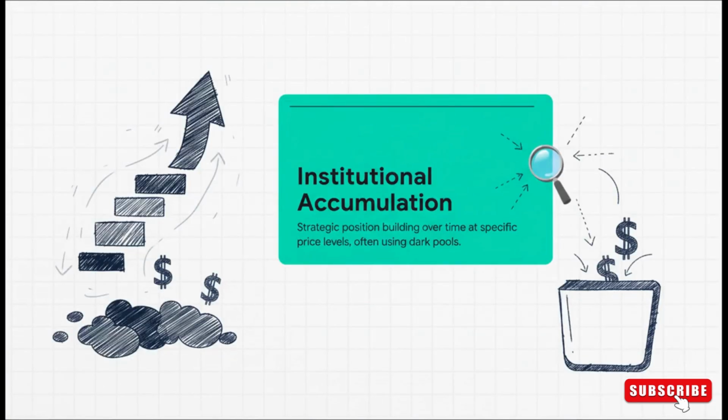And that brings us to the key definition for today, institutional accumulation. Now, this is not just buying, not even close. It is the strategic, slow, and quiet building of a huge position over a period of time. They do it at very specific price levels. And here's the kicker. They almost always use off-exchange venues, like dark pools, for one simple reason: to avoid tipping their hand. I mean, if they have to buy millions of shares, they can't just do it on the open market without sending the price to the moon. Our job is to be the detective and find the evidence they leave behind.